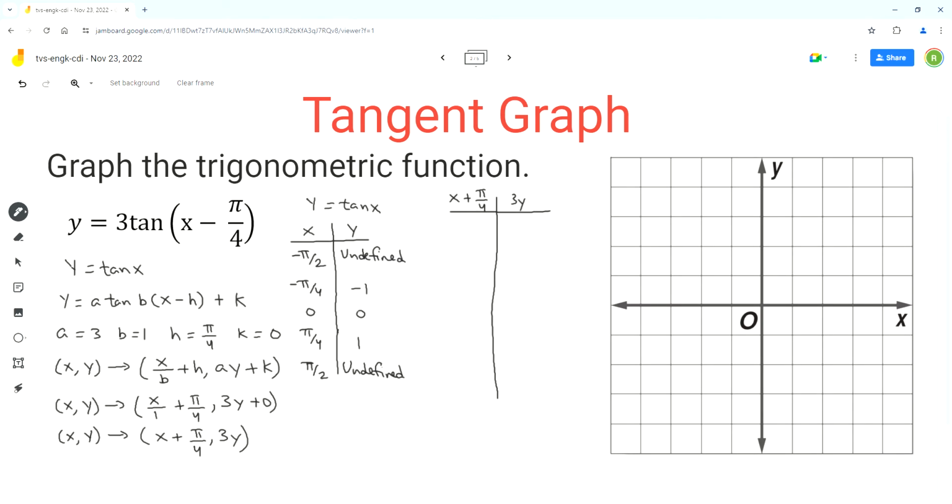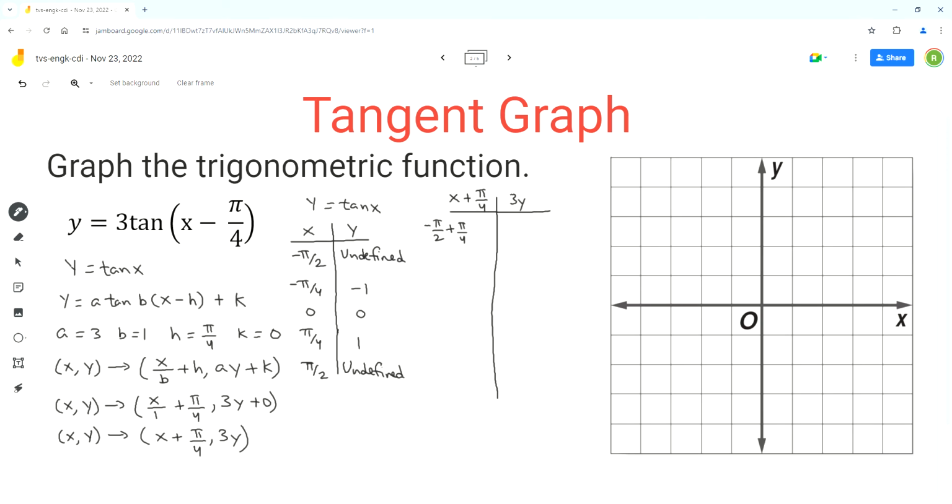We'll use the x and y values from the table of values of the parent function. So let's start with the x values. The first x value is negative pi over 2. So we will input x as negative pi over 2. So we get negative pi over 2 plus pi over 4, which is equal to negative pi over 4, because we have to find a common denominator, and the common denominator here is 4.